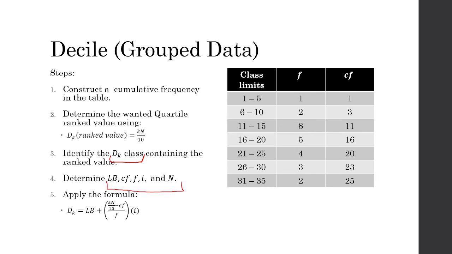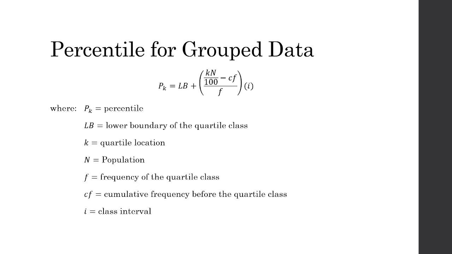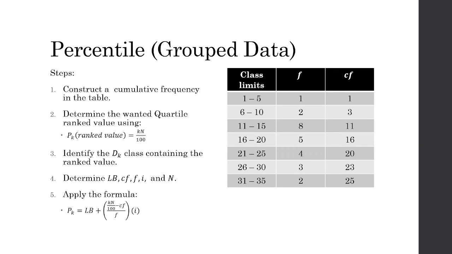Basta, kunin nyo lang yung rank value. Pag kuha ng rank value, tingnan sa CF. Hindi sa F. Sa CF nyo titingnan kung nasaan yung inyong decile, quartile, or percentile class. And as you may notice here, the same formula actually applies for percentile, but instead of 4 or 10, we will be using 100. Okay? So, same process. Sa sobrang same ng process, nag-copy paste ako, hindi ko siya napalitan. So that will be PK or the percentile class. Okay?